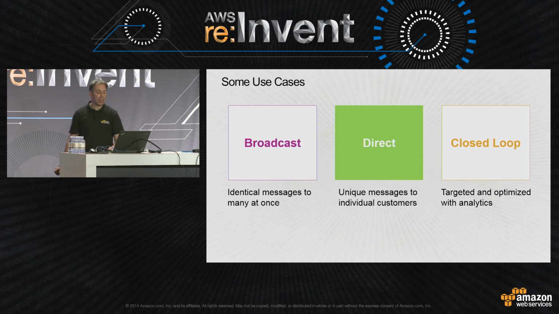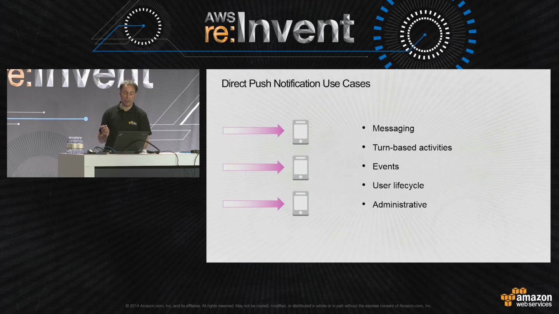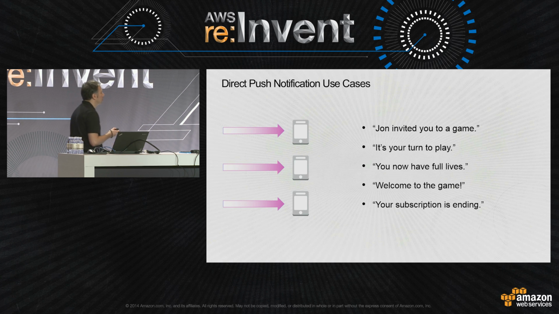And then you can go direct. So direct means that you can really tailor a message to a specific device. So you can use this for messaging, so players can exchange messages across them using your platform. Or there are turn-based activities, so you can tell a user that they must do something because otherwise the other players are waiting for them. Or also any administrative task that you may have and that you want to interact with your user with.